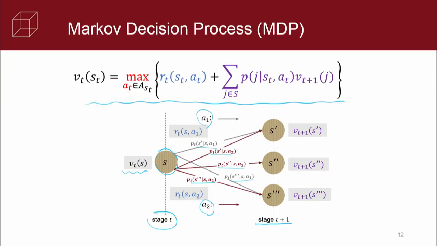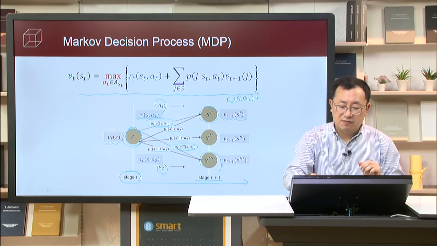For example, given S, if we choose the action A1, with this probability S prime becomes the next state, and with this probability S triple prime becomes the next state from S. So we can calculate the maximum total expected reward from this stage T onward when the decision maker chooses the action A1 as the immediate reward, plus the expected value of Vt plus 1.